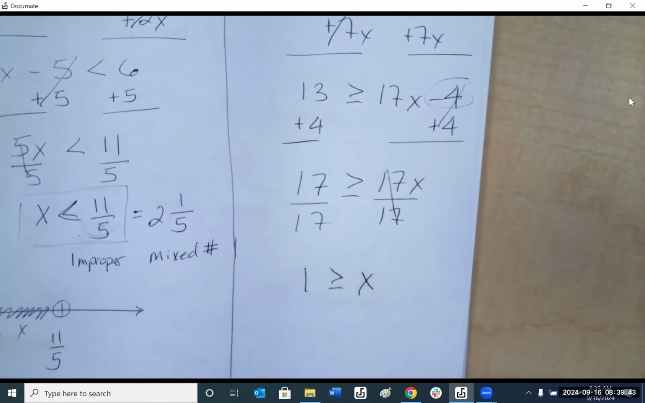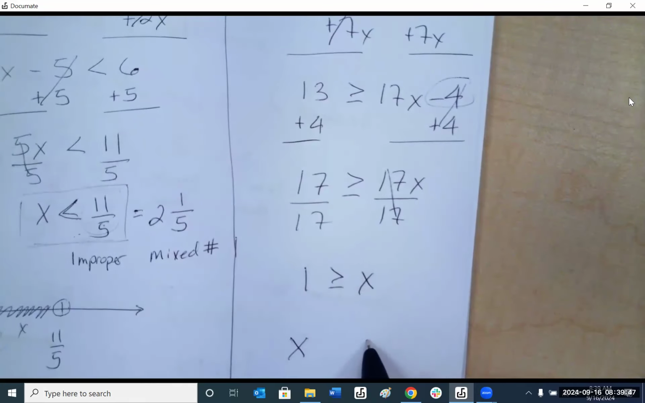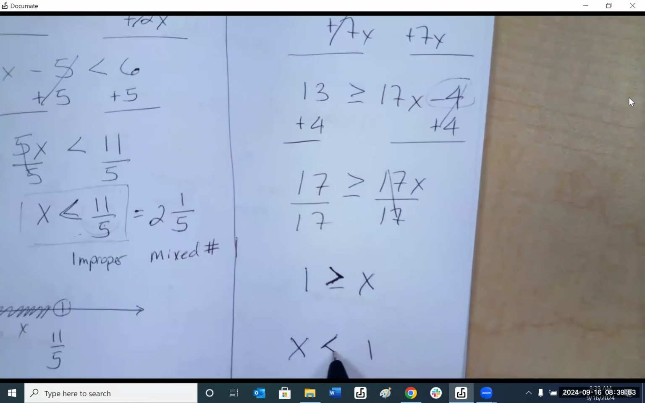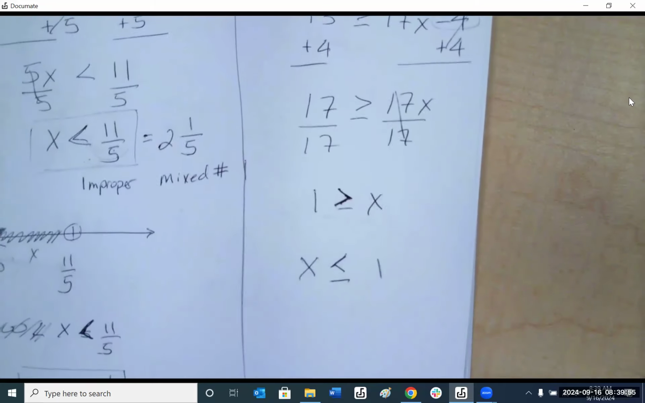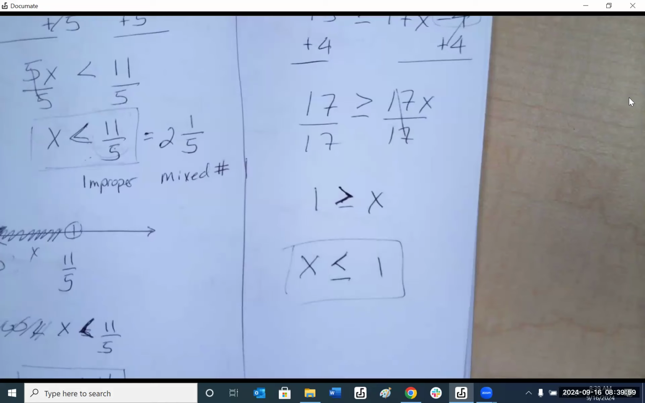If you would take your paper and just flip it over, then x would be on the left-hand side and 1 would be over here. It would still have to point to the x. You can rewrite it where x is on the left by just flipping the whole thing.